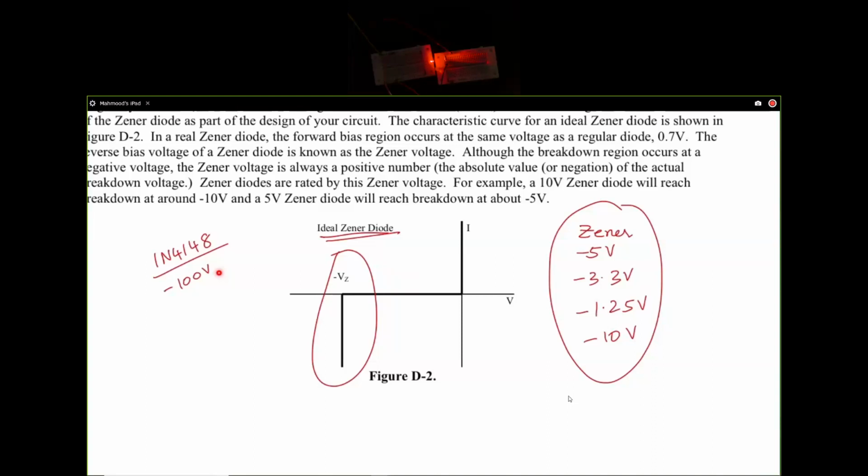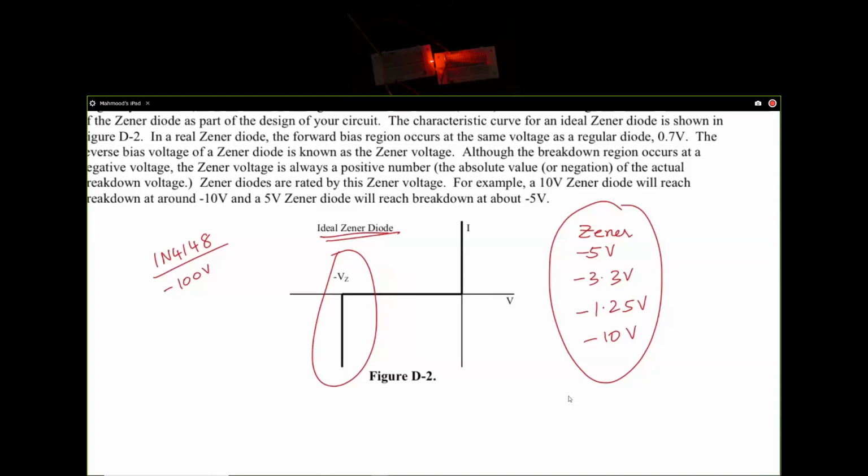Now, for a normal diode, it happens at negative 100, but negative 100 is not a typical value where I would need voltage regulation to happen. And 0.7 is also not a typical value that I would need regulation to happen. I need a certain voltage like negative 5 where I would need voltage regulation, and all safe circuit designers will have a voltage regulator on their circuit board.